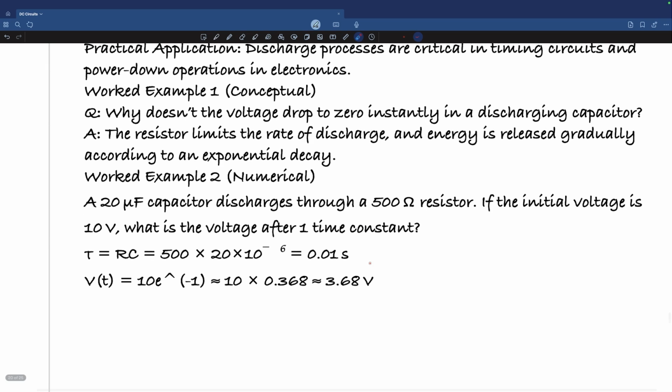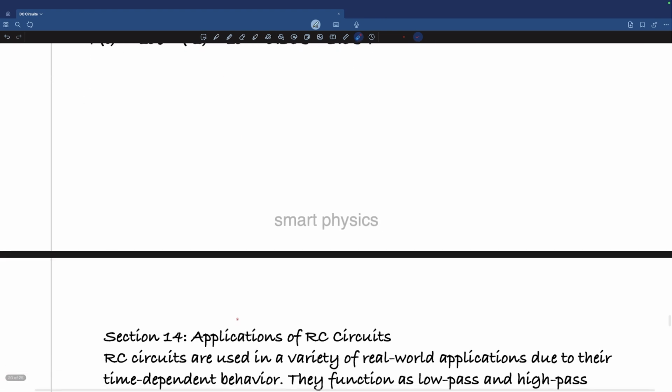A simple problem worked out here. A 20 microfarad capacitor discharges through a 500 ohm resistor. Given the values of the capacitor and the resistor, you should be able to find the time constant. All right, same thing. What's the voltage after one time constant? Okay. So plug it into the formula and you get 3.68 volt. After 0.01 second, the voltage has dropped from 10 to 3.68 volt. So it's not that slow.